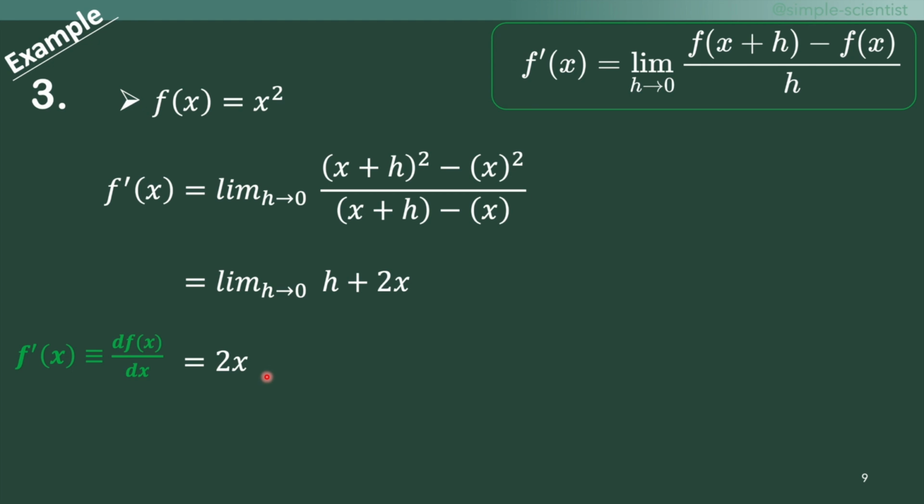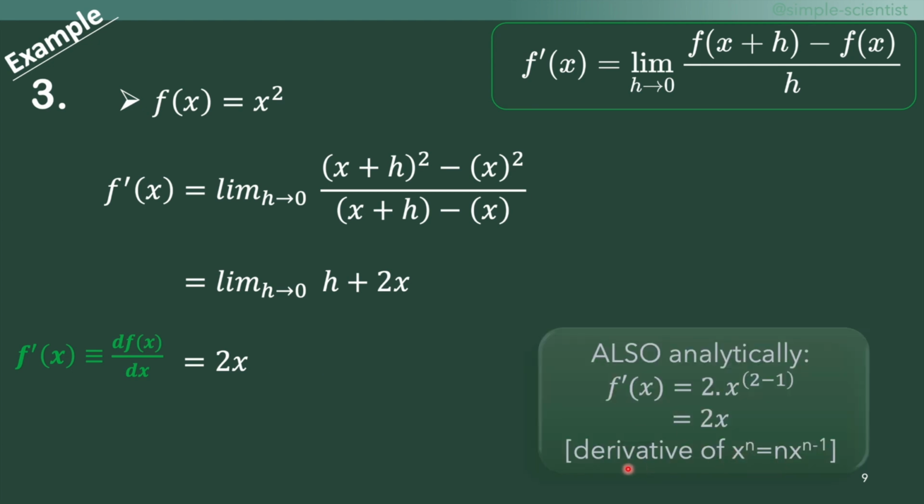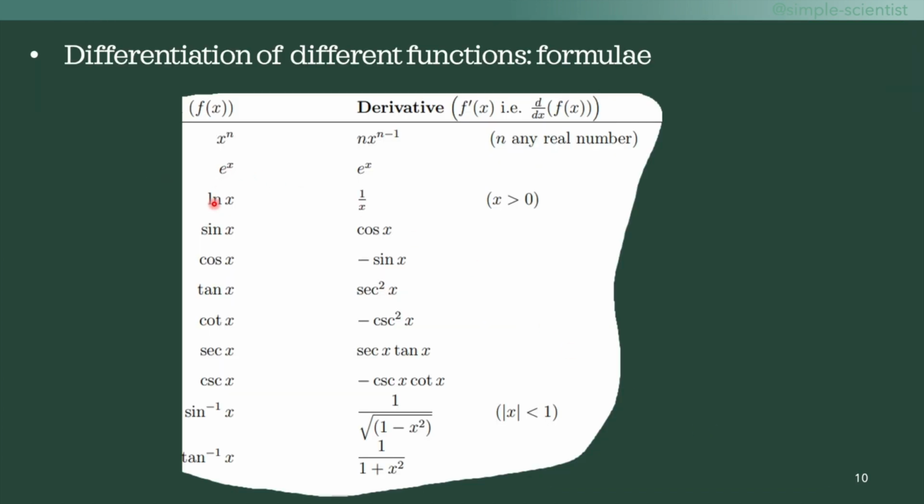Note that finding derivative this way is time consuming. There are well-defined formulae for various type of functions. For example, derivative of x raised to power n is n into x raised to power n minus 1. So the derivative of f of x equals x raised to power 2 would be 2 into x raised to power 2 minus 1, that is 2x. As I said, for various functions such as exponential, logarithmic, trigonometric functions, we have well-defined derivatives as shown here. So we need to remember these formulae in order to use them.